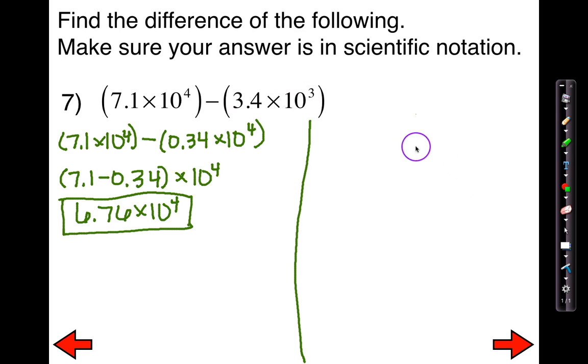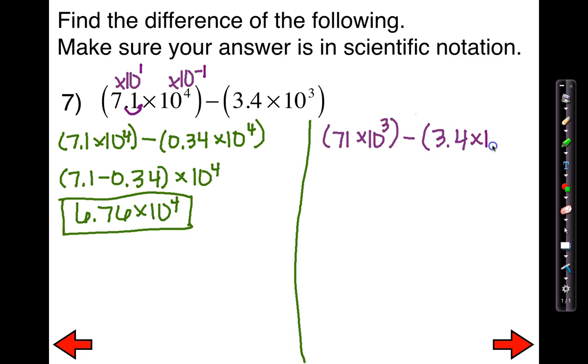So I'm going to go ahead and change the first one because I want to make it into the third power. So I'm going to have to multiply this by 10 to the negative 1, which would require me to multiply this by 10 to the positive 1. So this is going to move my decimal once over to make it larger, leaving me with 71 times 10 to the third power. Since 4 minus 1 is 3, I'm going to keep this the same, 3.4 times 10 cubed.